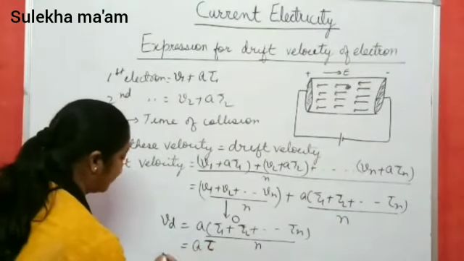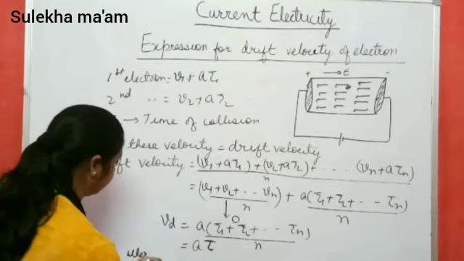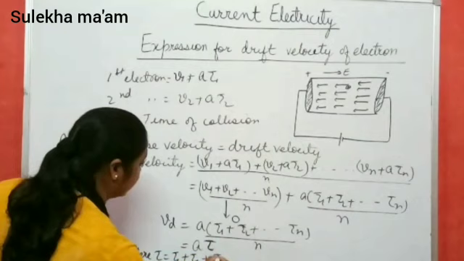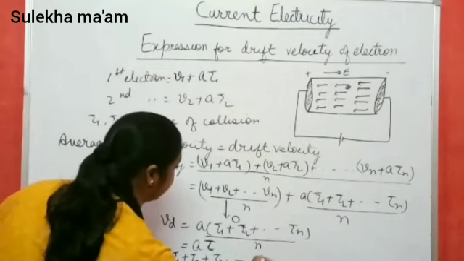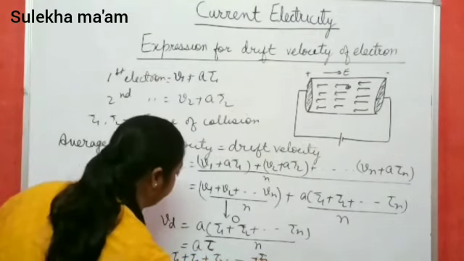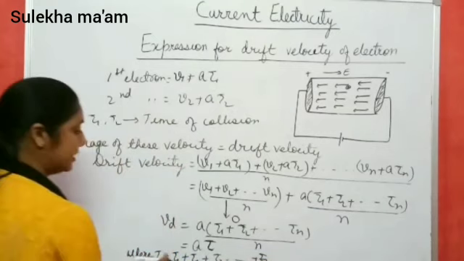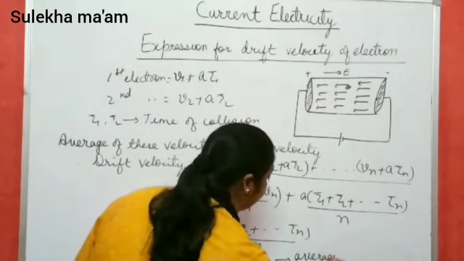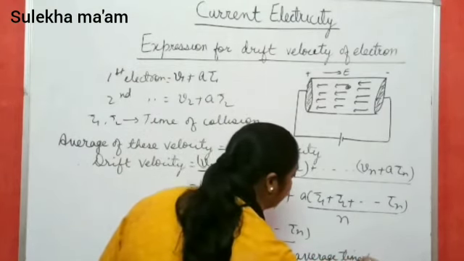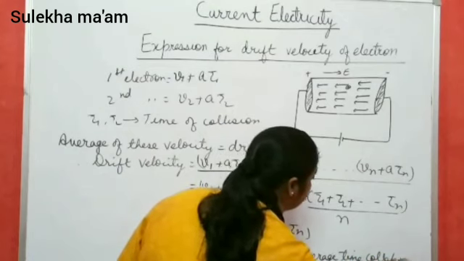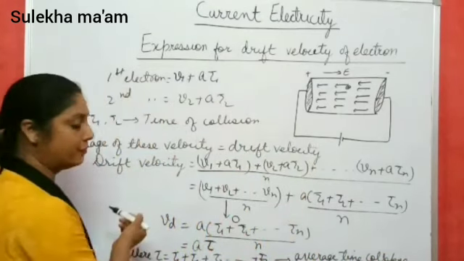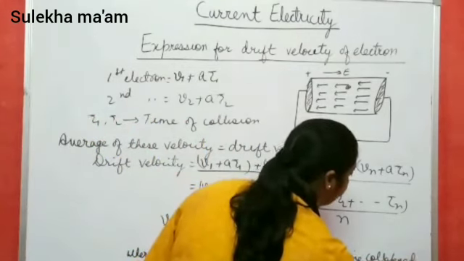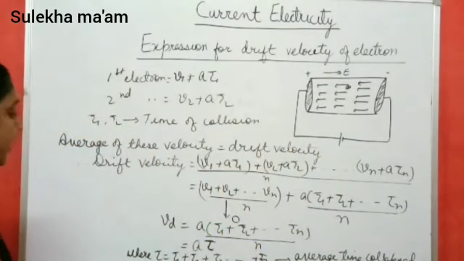Where this tau equals tau 1 plus tau 2 plus tau 3 up to tau n, by n. This is the average time elapsed between collisions, because each electron suffers collision.